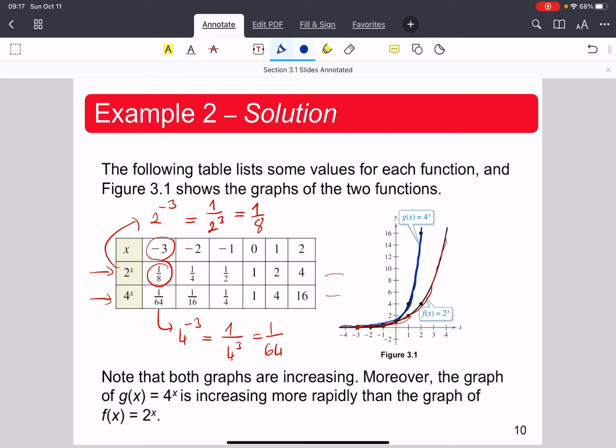So you guys realize both graphs are increasing. Moreover, the graph of 4 to the x is increasing more rapidly than 2 to the x.